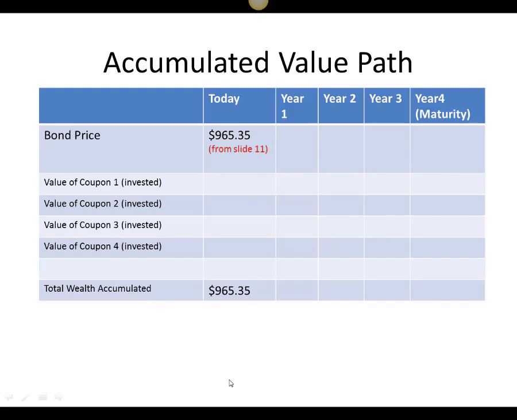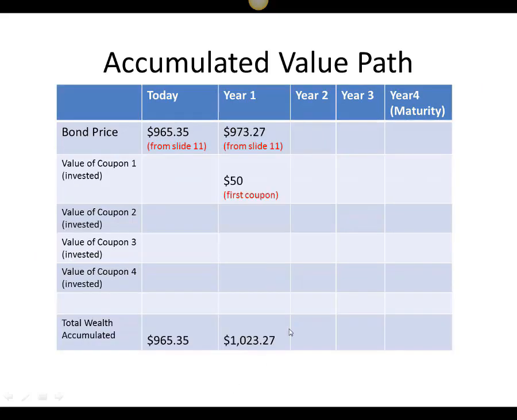Okay, so let's look at our accumulated value. The bond price in period 0, or today, is $965.35. We don't get any coupons, and so that's what our wealth would be from the bond as of today. One year later, we've calculated the price of the bond is this figure. We got that from slide 11. We receive our first coupon, and so if we were to sell the bond in year 1, this would be our total proceeds.